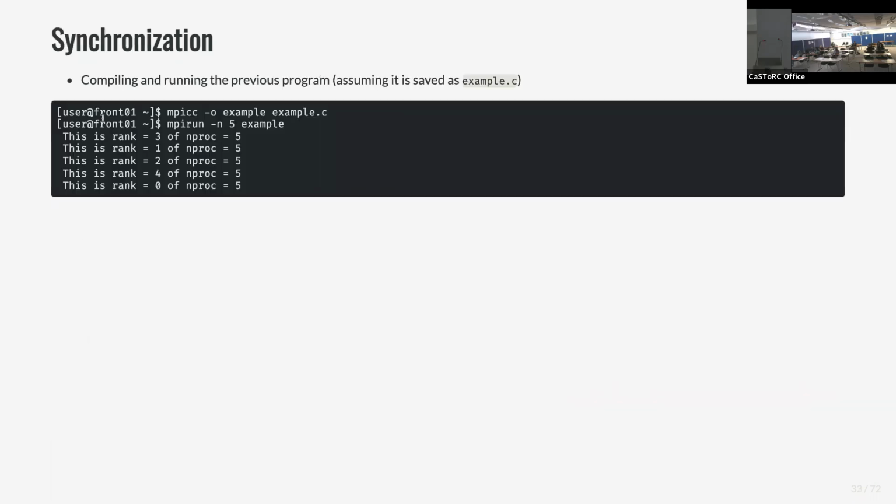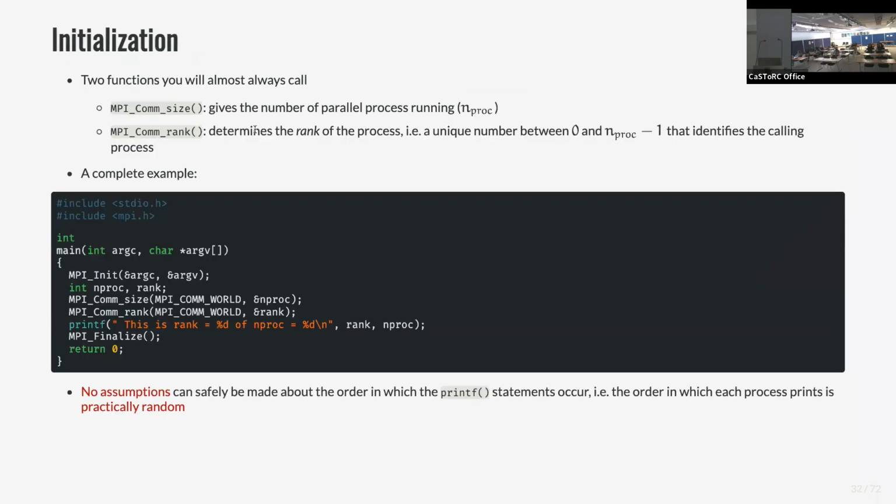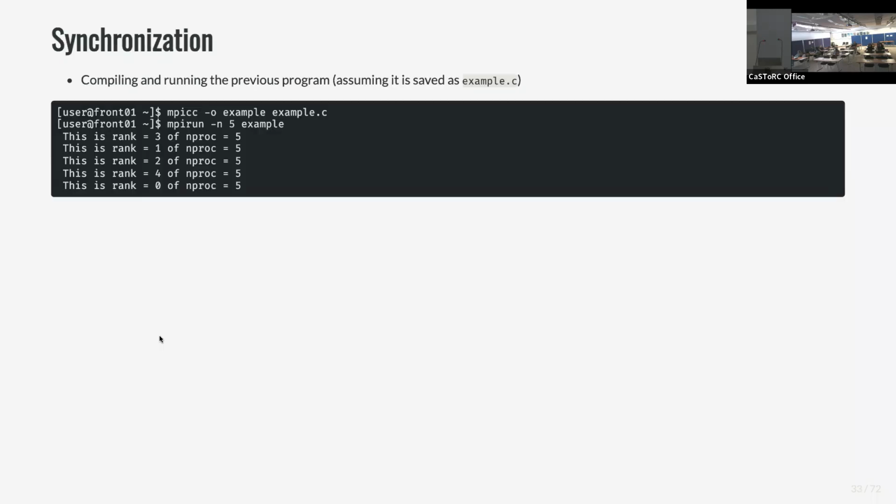So for example, if I were to compile and run this program, I could see something like this. I'm running 5 instances of this program that I showed you here. So nproc will be 5 for all 5 of the processes running in parallel, but what differentiates them is the value of rank. And whether I see 3, 1, 2, 4, 0, or I see 1, 2, 3, 4, 0, or any other order, that's just completely up to chance.